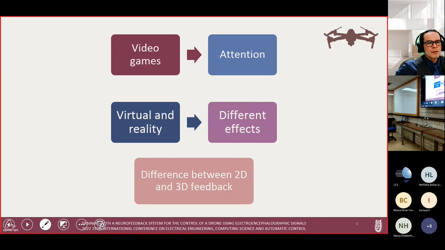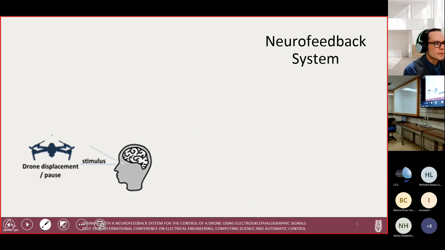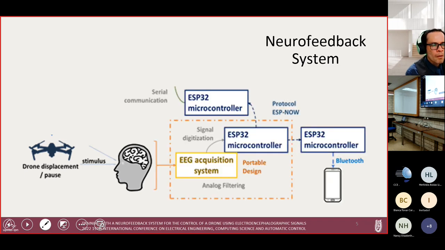It is with an object in 3D dimension, and we have a different feedback, which is the main point of this type of activities that we are going to show you. Our neural feedback contains three main parts. The first is the stimulus that is obtained with the drone and its displacement or its movement in a static form. For that, we use an EEG acquisition system that allows us to capture the analog signals from our brains, and digitalize them with the microcontroller.